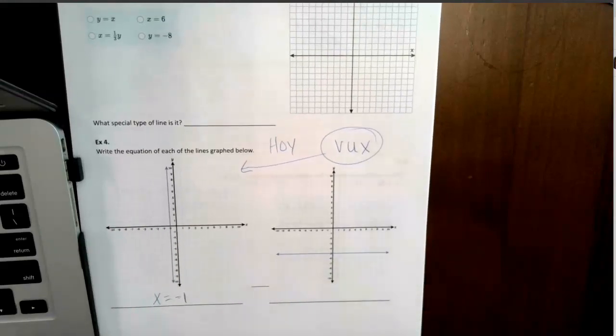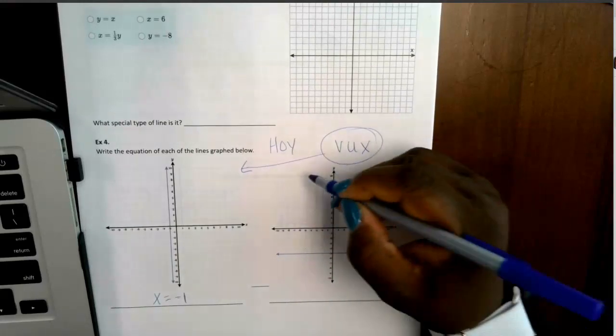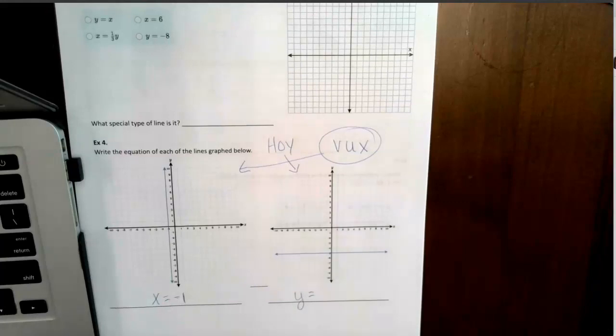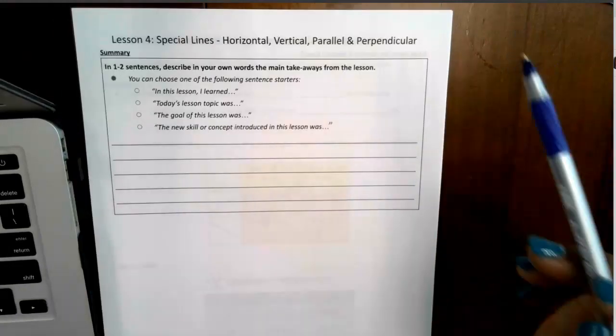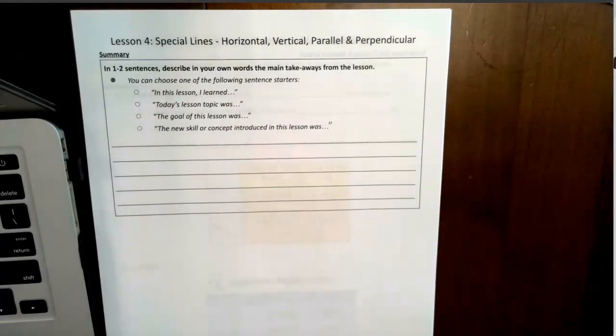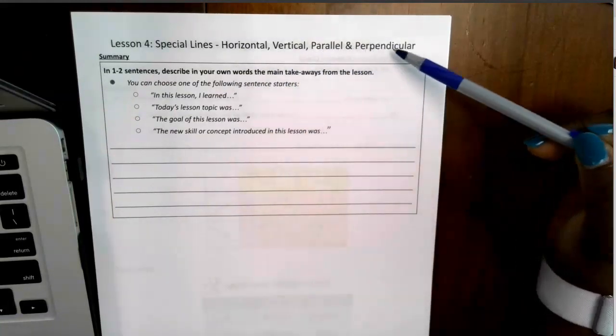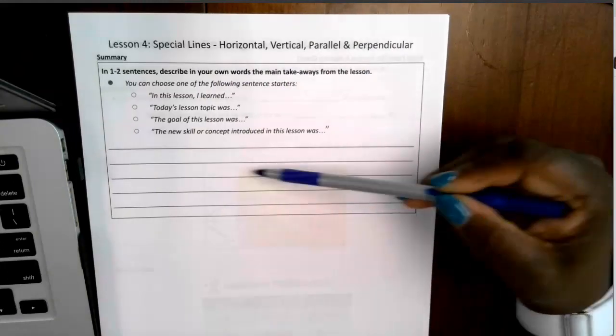If you go to the second one, we know that this is a horizontal line, which means you're going to use HOY. So that should be y equals a number. I'll let you figure that one out by looking at the graph. What number does it cross the y-axis? That'll be your answer. Y equals what? Don't forget you need to write your summary in 1 or 2 sentences, describing in your own words the main takeaway from this lesson about your special lines: horizontal, vertical, parallel, and perpendicular. Make sure you write 1 or 2 sentences here.